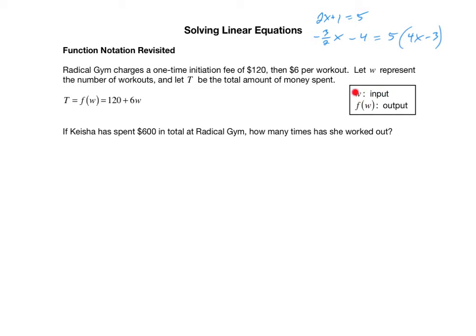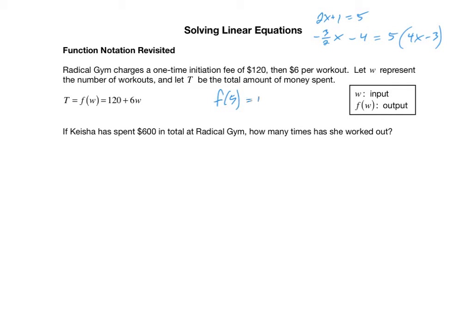So W was the input, and we started to use function notation. F of W represents the output, right? So T equals F of W, these two things mean the same thing, and the rule was 120 plus 6W to get the total amount of money spent. And we answered questions such as, how much money would a person have spent if they worked out 5 times? To do that, we saw that we would plug in 5 for W and look for F of 5.